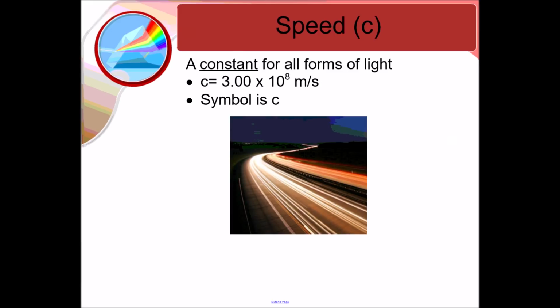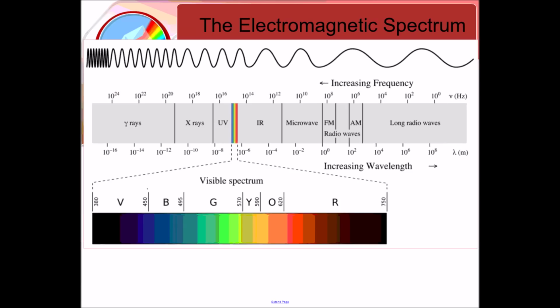Speed is a constant for all forms of light. It has a value of 3 × 10⁸ meters per second. The symbol for that is the lowercase c. Now we will talk about the electromagnetic spectrum.